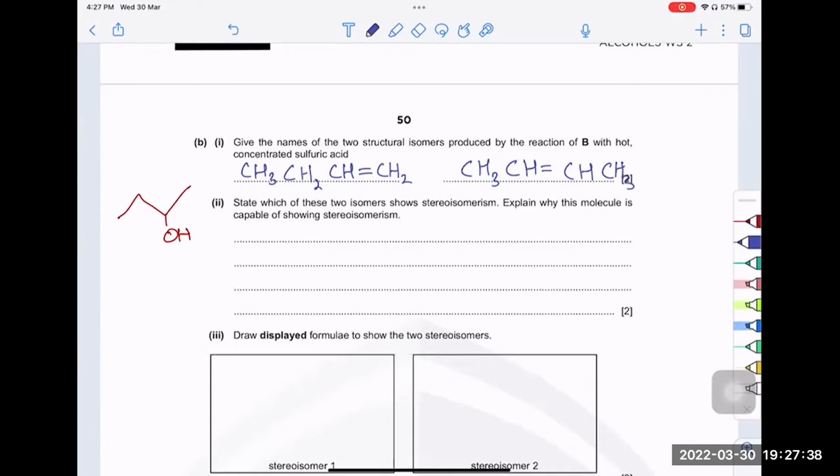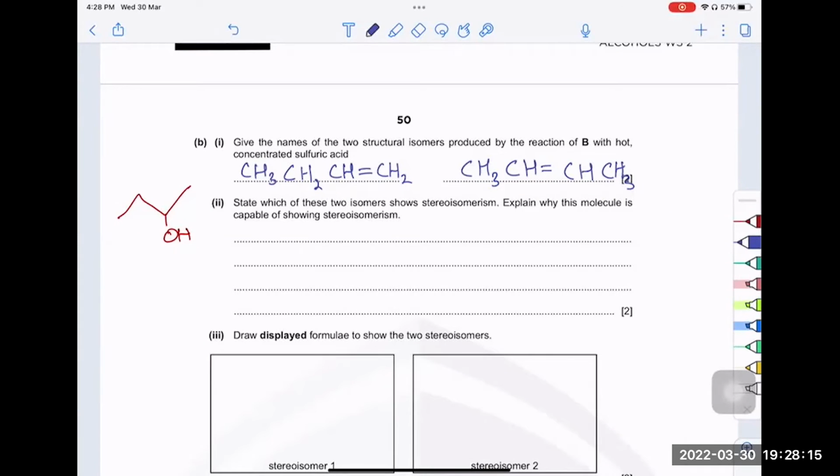State which of these isomers shows stereoisomerism. Stereoisomerism will be the one that shows cis-trans isomerism, right? So that should be carbon attached to two different groups. In this one, this carbon has hydrogen as well as this whole ethyl group next to it. But on this side, it doesn't, which means it can't show cis-trans isomerism. This is attached to both the same atoms, hydrogen. But this one can show cis-trans isomerism because this carbon is attached to H and methyl, and this carbon is attached to H and methyl.